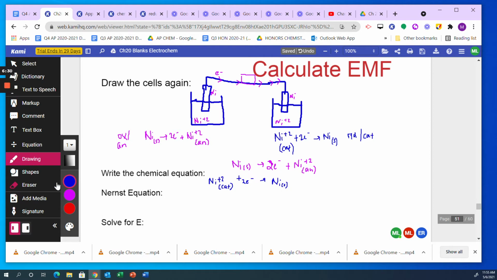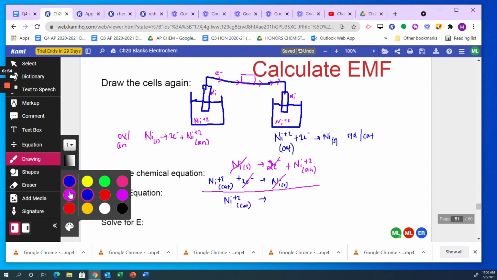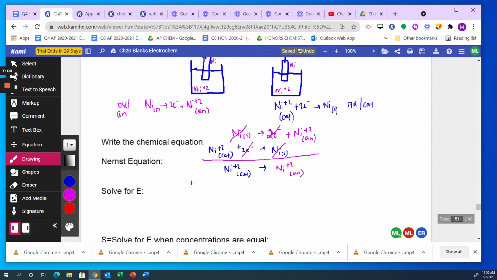Okay, combining those two together, maybe I'll just use this color. You can see that this nickel solid cancels, the electrons cancel, and what you have is the nickel plus 2 in the cathode, arrow, nickel plus 2 in the anode. And that's what you're going to plug into Q. Now we're going to solve for E.